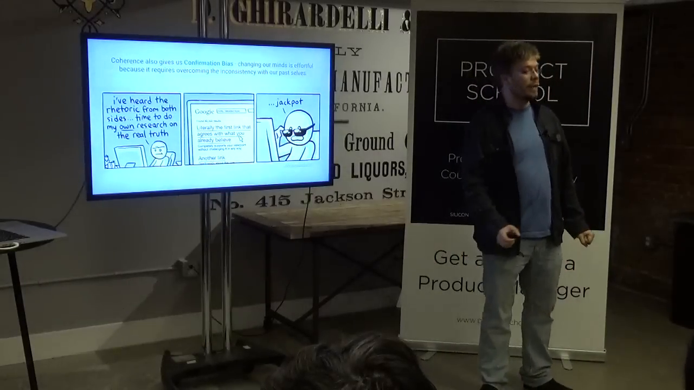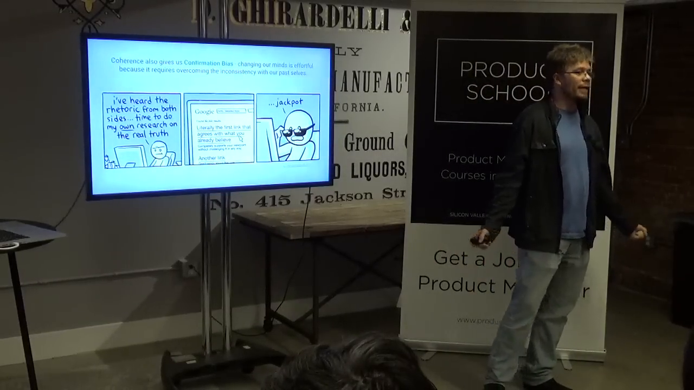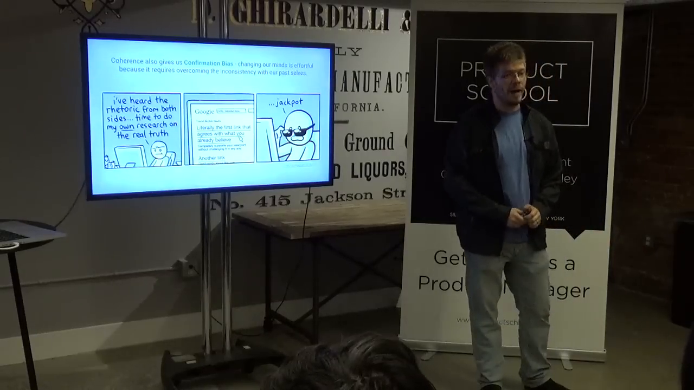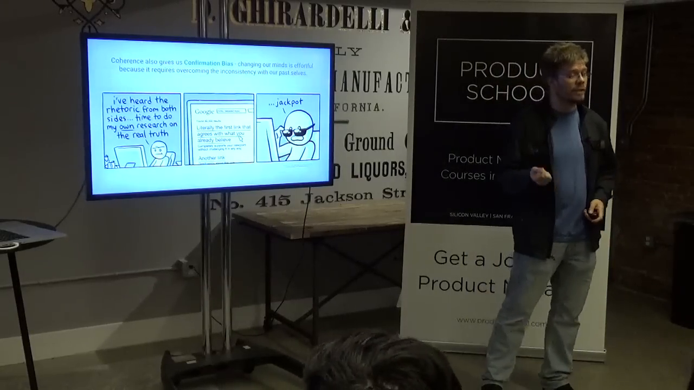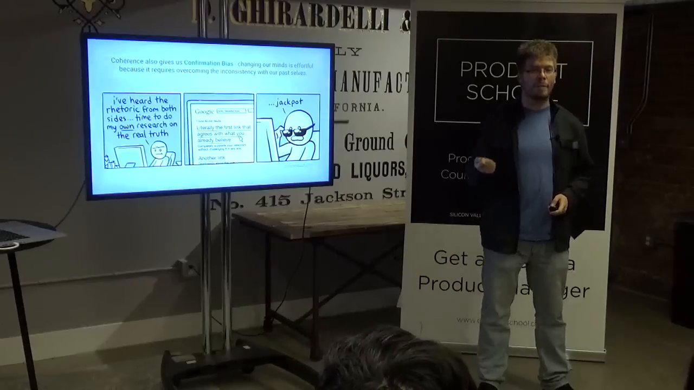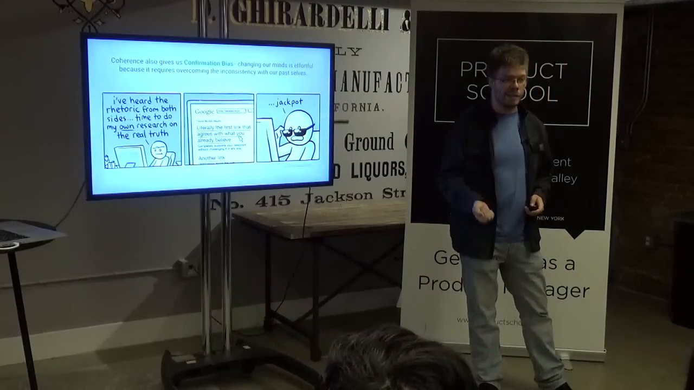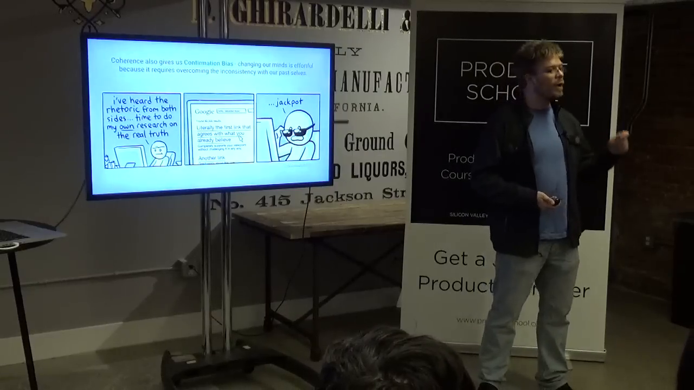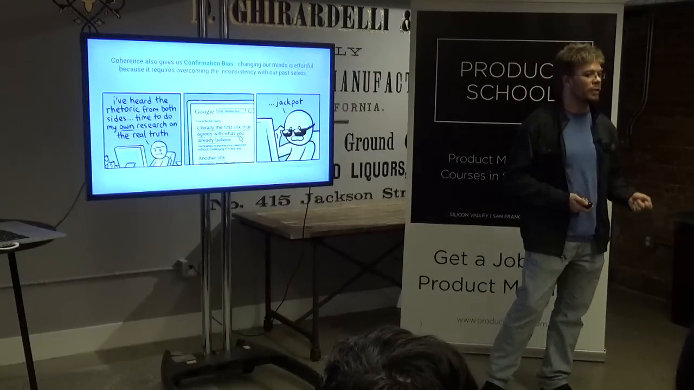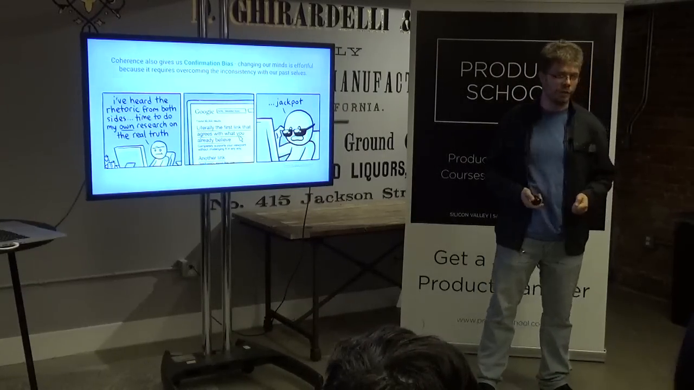Coherence is also where we get confirmation bias. Confirmation bias is that desire to ratify your beliefs rather than correct them. And the reason that we have this desire is because we prefer to inhabit a world in which we can tell the consistent story that we have always been a smart and capable person making smart and capable decisions.